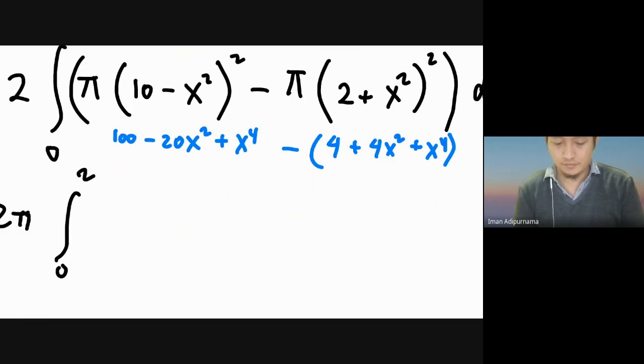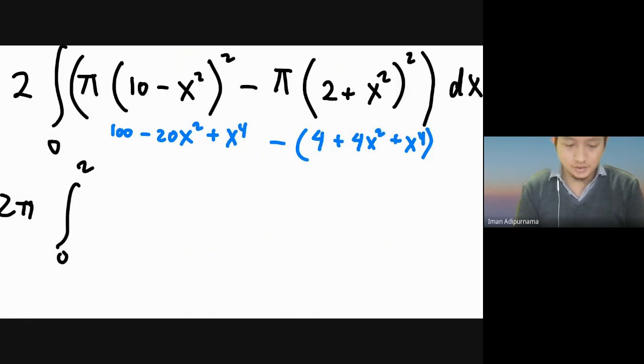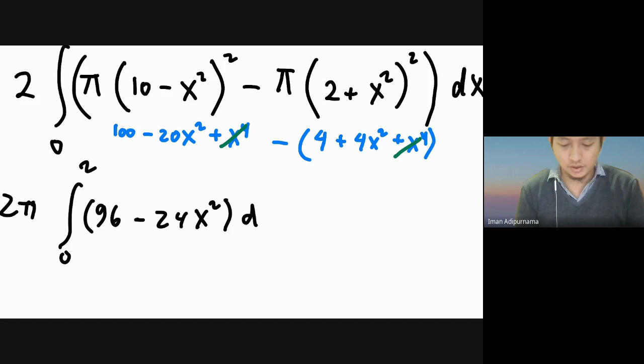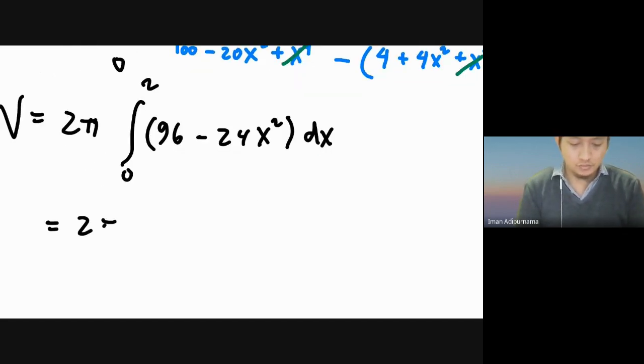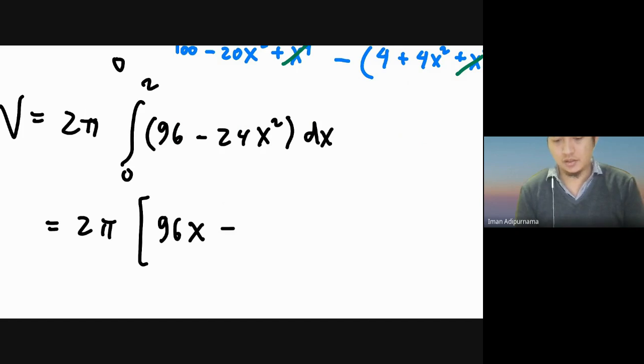Okay, so we take this. 100 minus 4 is 96. Negative 20, negative 4 is negative 24x squared. And we can have this cancelled nicely. So this will be our integral. Okay, and this will be easily integrated as 96x minus 8x cubed from 0 to 2.